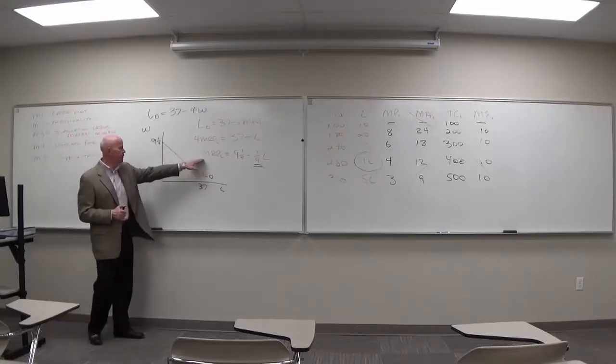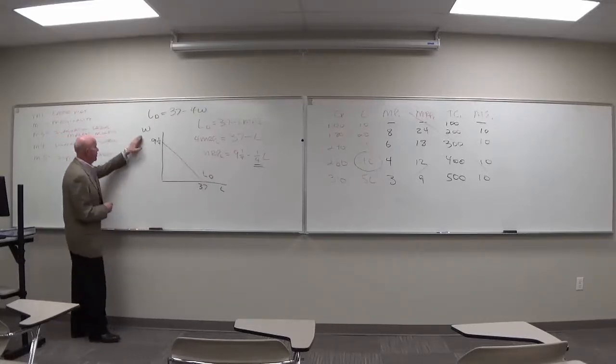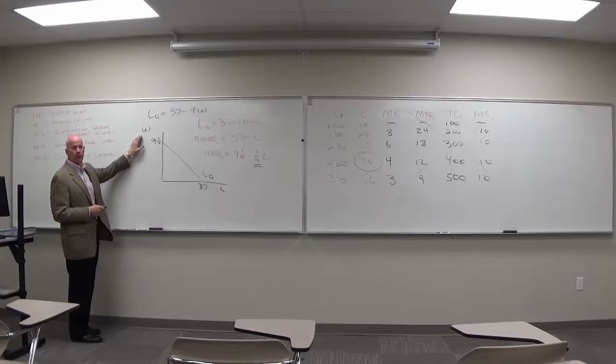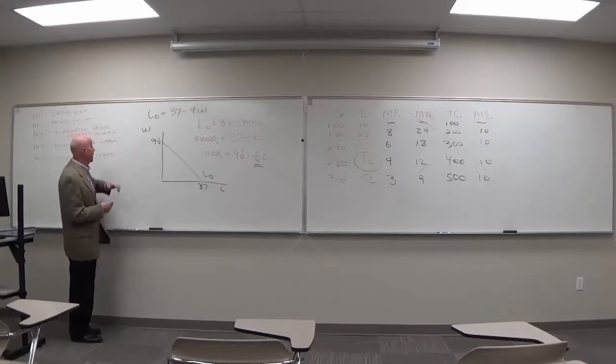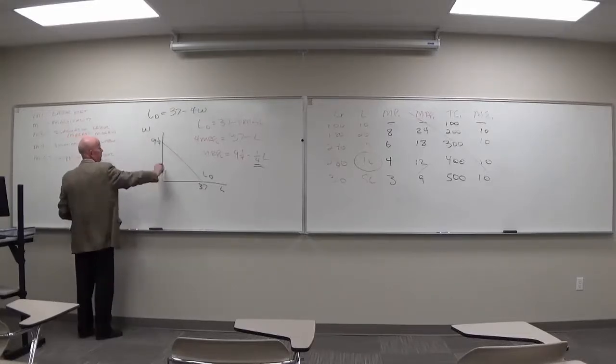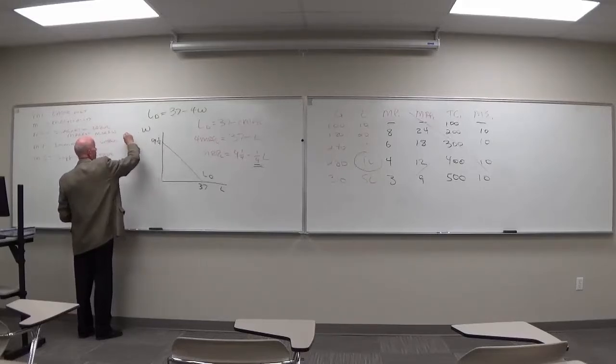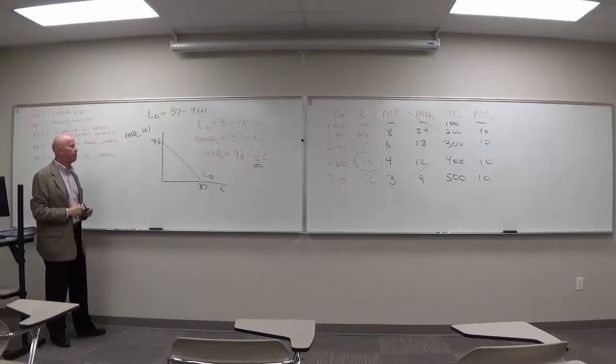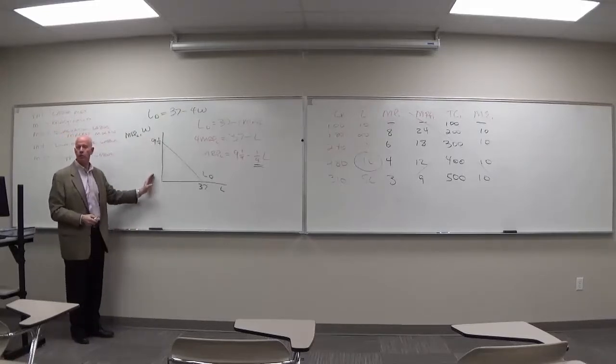We can find our intercepts. If W can be equal to MRP of L, and they're both dollar denominated, this axis could be a W axis or an MRP of L axis. Both of them could show here, couldn't they? Because they're both dollar denominated.